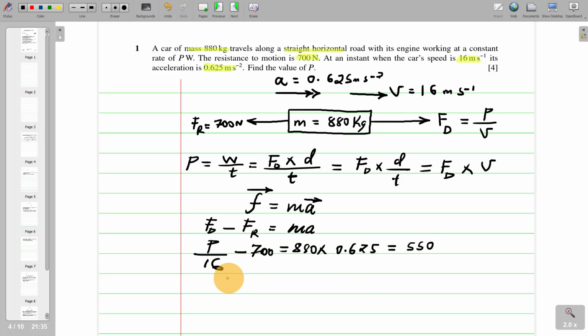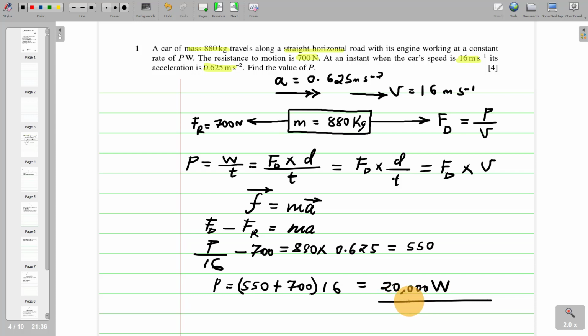So the power is going to be equal to 550, I add 700. All that, because this one is power divided by 16, I can multiply both sides by 16, and that is what gives me 20,000 watts. And that is how we would get the answer to question 1.